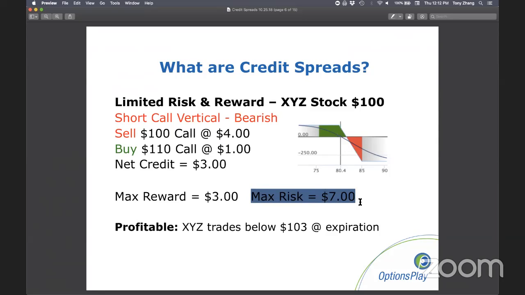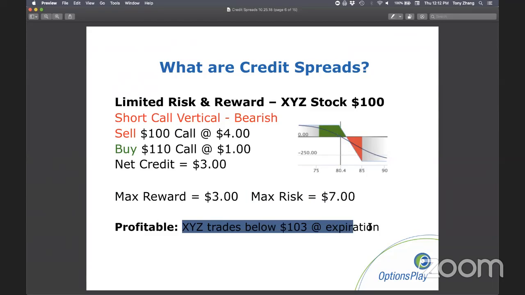So whatever your reward is, that will cut into your max risk. And this strategy, just like the other trade, will be profitable as long as XYZ stays below 103.